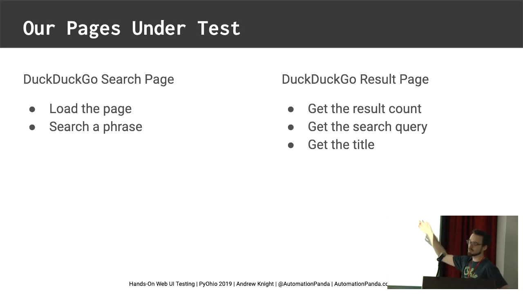Well, on the results page, there are three things we have to do. And not so much three things that we have to do, but rather three pieces of information we have to get. We have to get the result count, the search query, and the title, right? Because we use those in our assertions. Everybody with me? So these are all interactions with a page. The user is doing something or getting something.